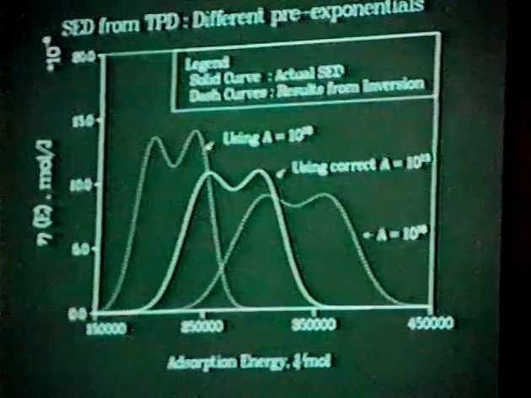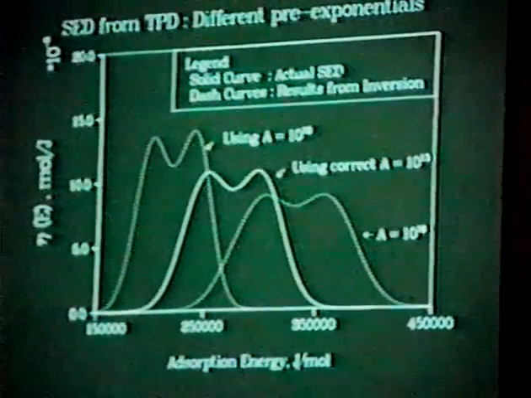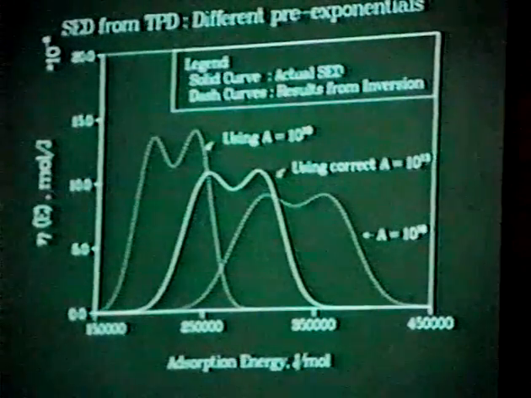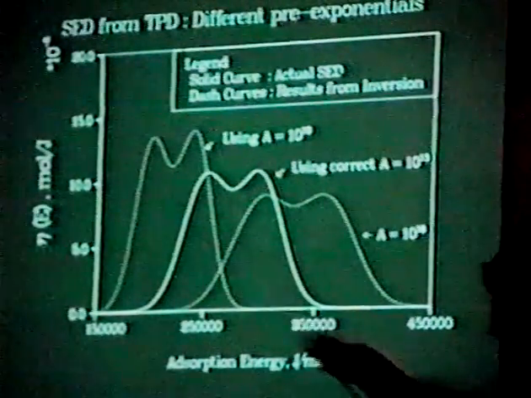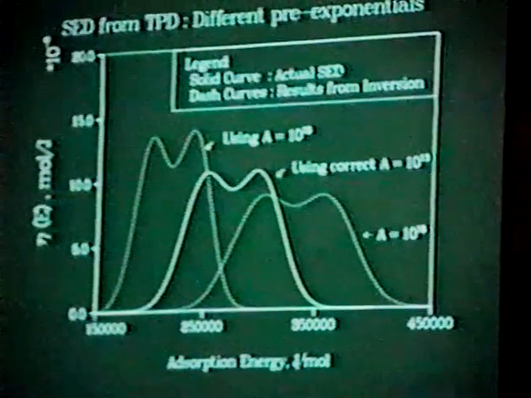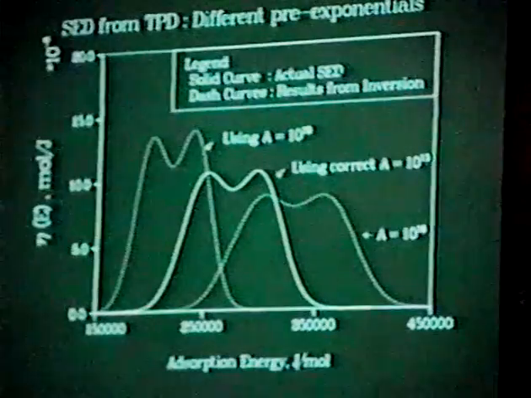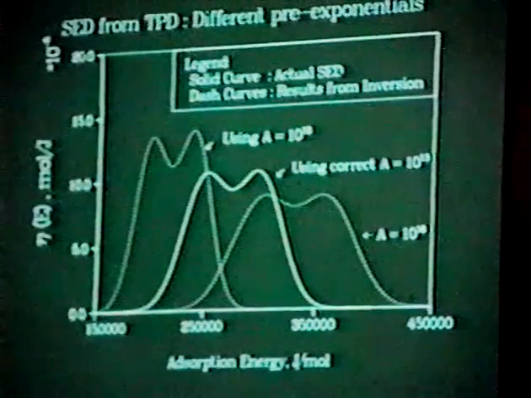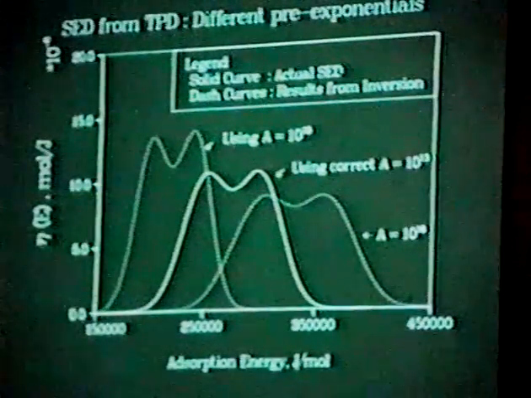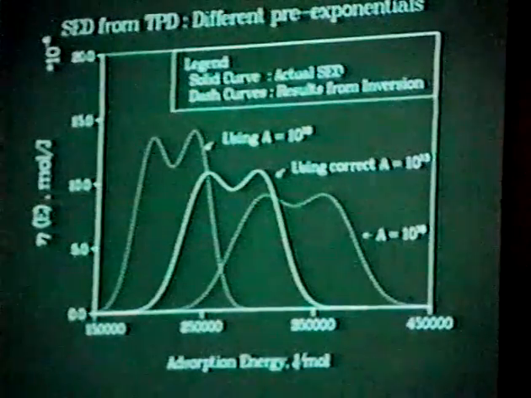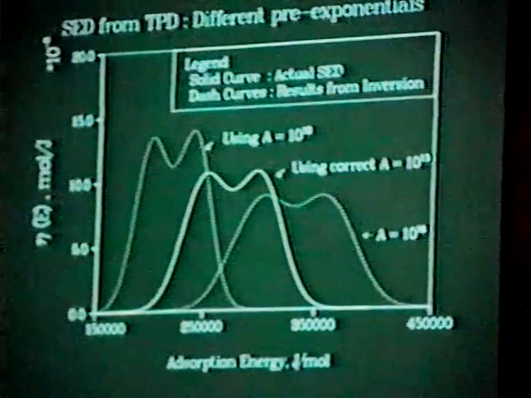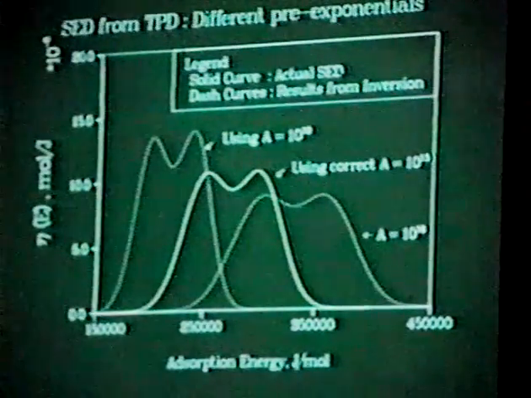If, however, you do not know your pre-exponential factor and you use the wrong one, you'll get a site energy distribution of the correct shape with the correct characteristics, but it might be off by 100 kcals or so as far as absolute value. And this is not really a desirable situation. So we are forced then to go to something else.